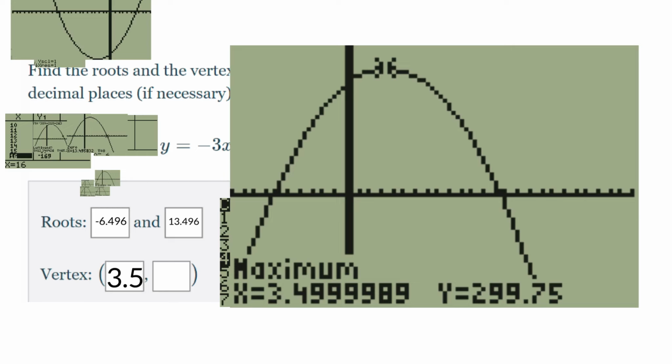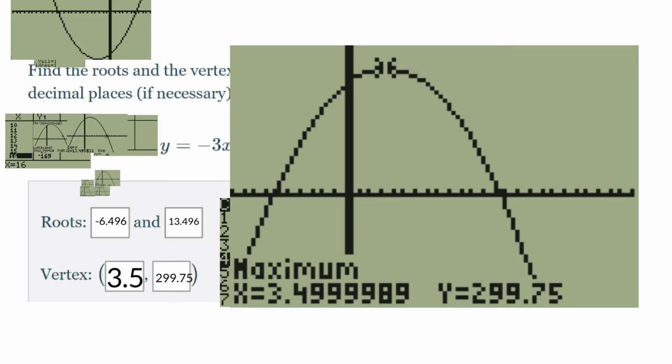Now, on the other hand, 299.75. That is not my calculator having issues, so to speak. That's a pretty substantial number. That's 3/4. 299 and 3/4. All right.